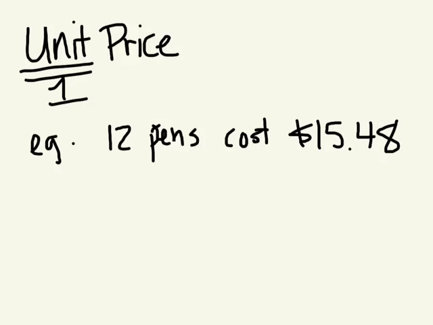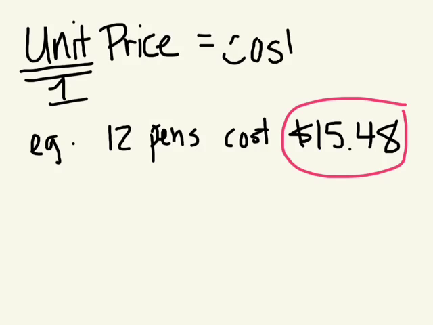Do you think the price will be larger or smaller than the total price? Smaller. So what operation will you use to find a number that's smaller? Division. Good. So what are we going to divide? Right, we're going to take the cost, and what are we going to divide it by? The number of pens in the package.